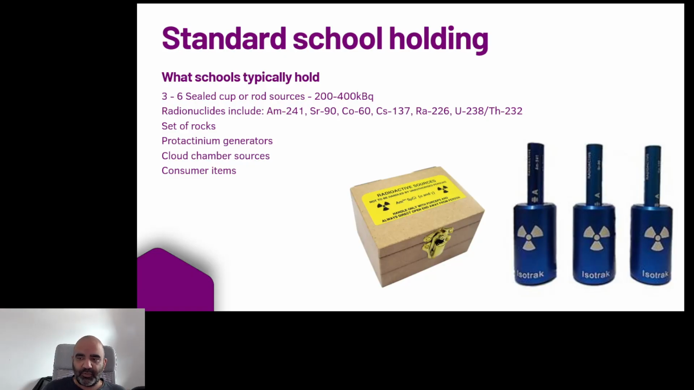Many schools have small sets of rocks, so 4 rocks, just to show students that these are naturally occurring. Protactinium generators, as mentioned before, are used to study half-life. Schools are very big on cloud chambers, so they love their cloud chambers. Traditionally, these use a small radium source, which I've talked about in a previous blog. The radium paint source is no longer suitable for use in schools because the radium flakes off the end. It's a small spot of radium paint. Some schools also have consumer items, so things like smoke alarms or glassware, so uranium glassware.